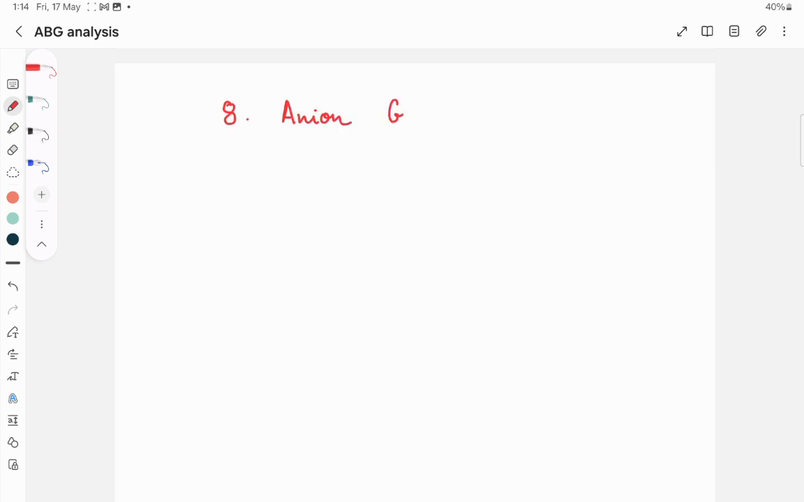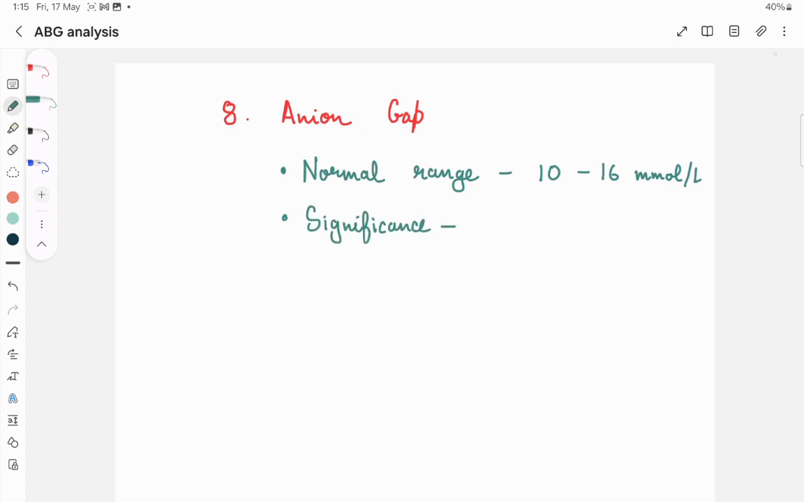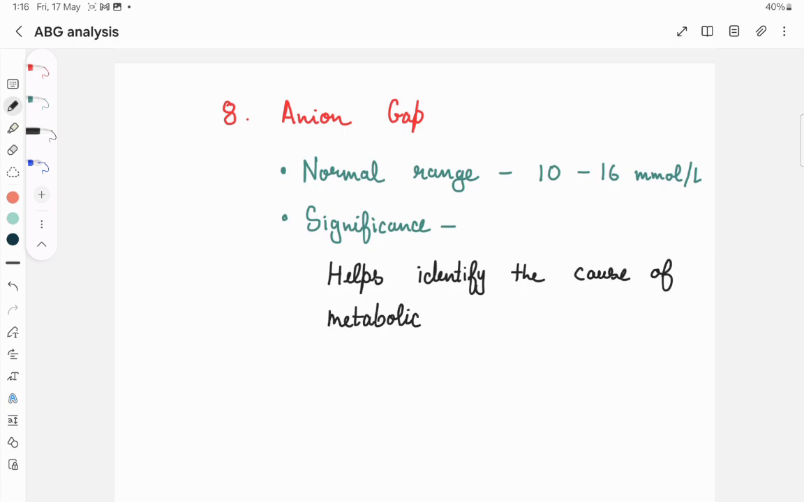The next component is anion gap. So what is the normal range of anion gap? The normal range of anion gap is 10 to 16 millimole per liter. What is the significance of anion gap? Significance is that it helps identify the cause of metabolic acidosis.